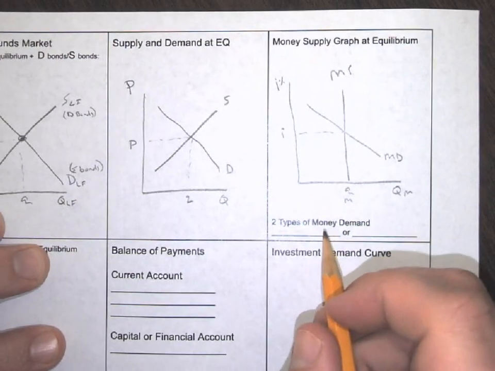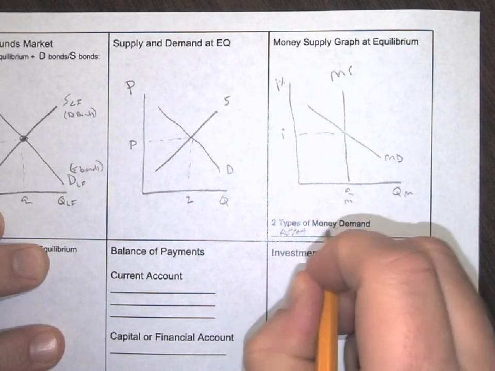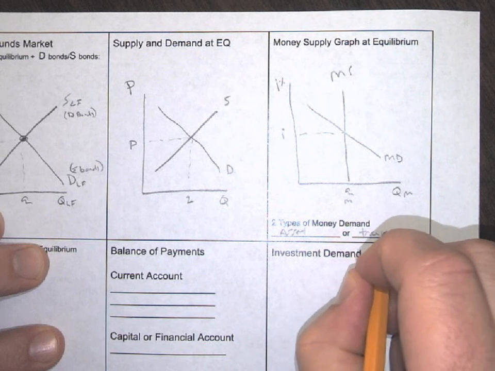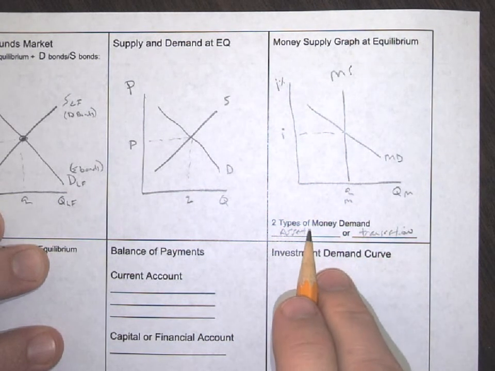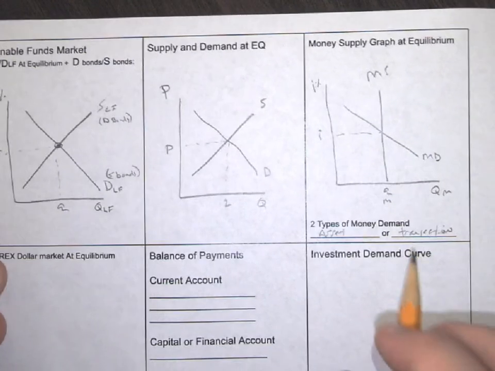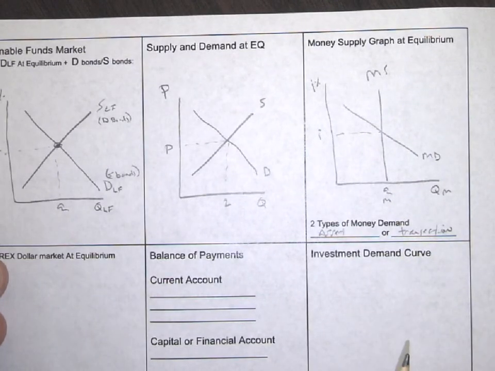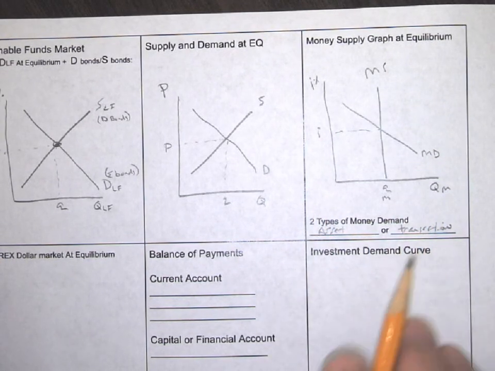Okay, there's two types of money demand. There's asset or transaction. So if people need money in order to put it into financial assets, as in they want to put their money into something that earns interest, or they simply need money to make transactions, then that's what those two types of money demand would be. Okay.